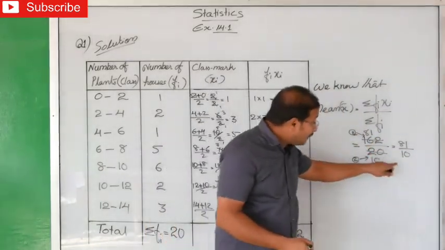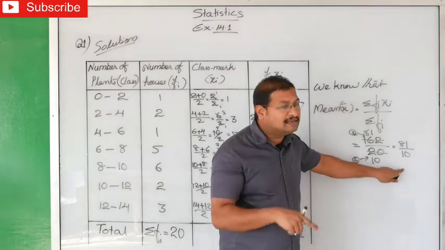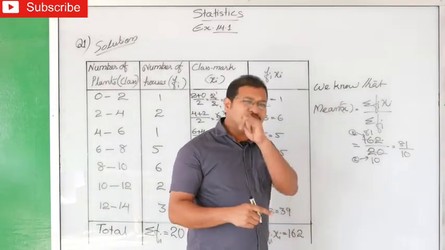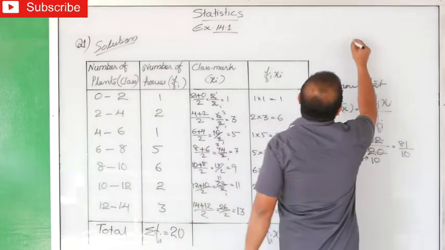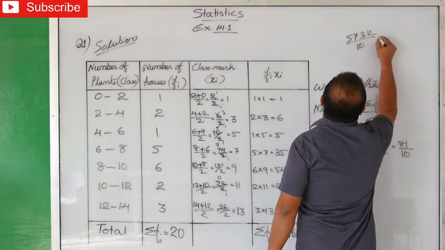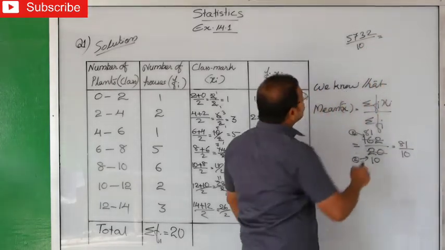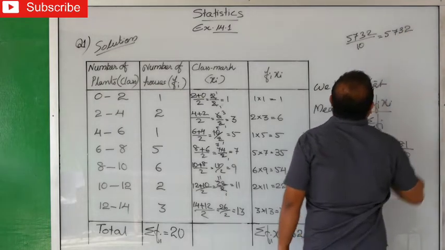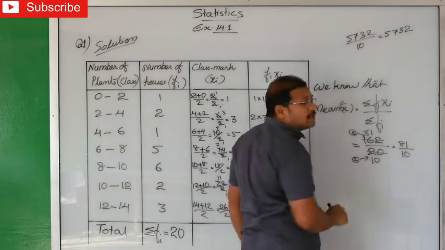Now if you want, you can do the direct division, but for any number divided by 10, 100, 1000, what will you do? Suppose I am getting here 5732 divided by 10. What will I do? First I will write 5732. After that, 10 means how many zeros are here?